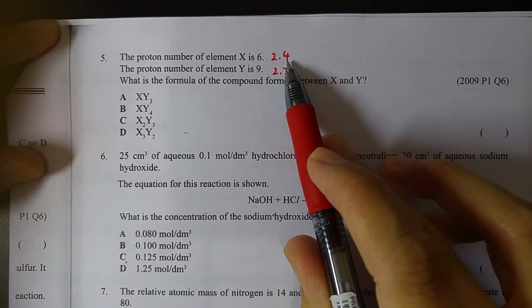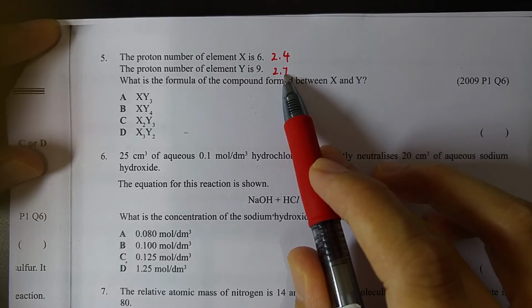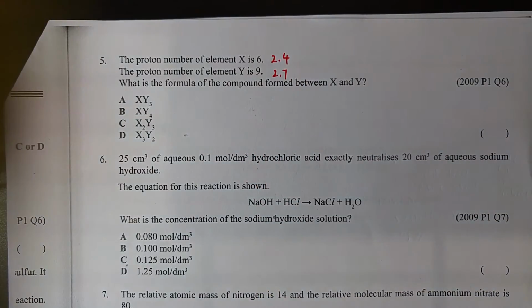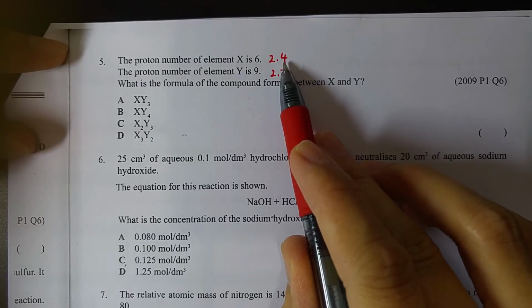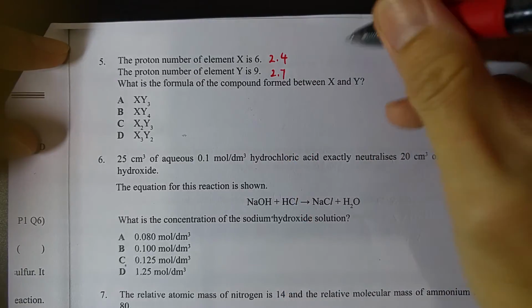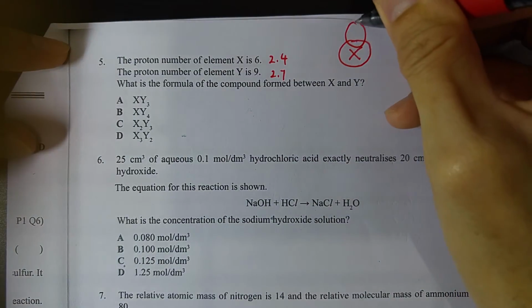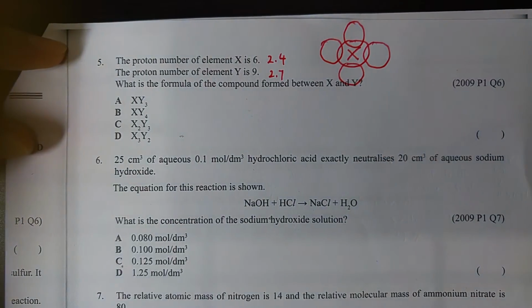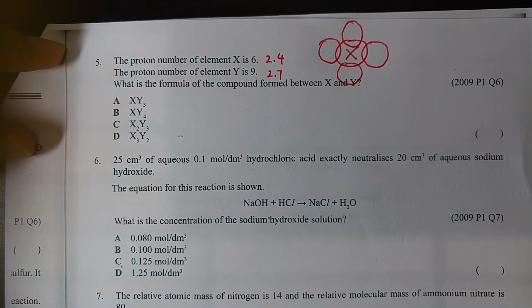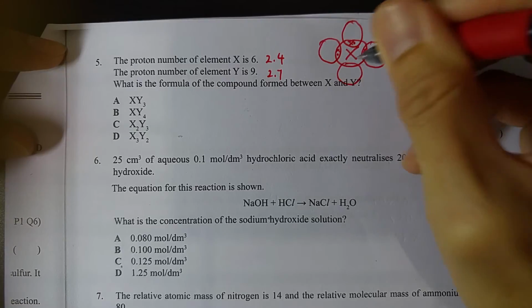So if it is 2, 4, that means it is group 4. It is a non-metal. This one is also a non-metal. What is the formula of the compound formed between X and Y? So X is a non-metal, short of 4 electrons, needs to gain 4 more electrons in order to be stable, which means that when you draw the dot and cross diagram, it's going to be like this. This X needs to share 4 pairs of electrons.